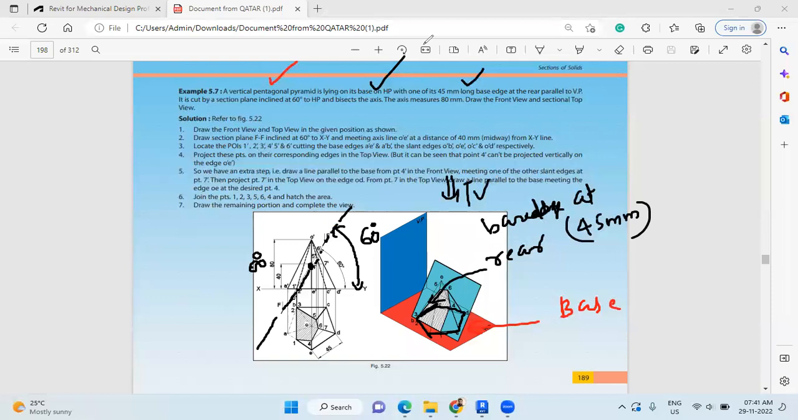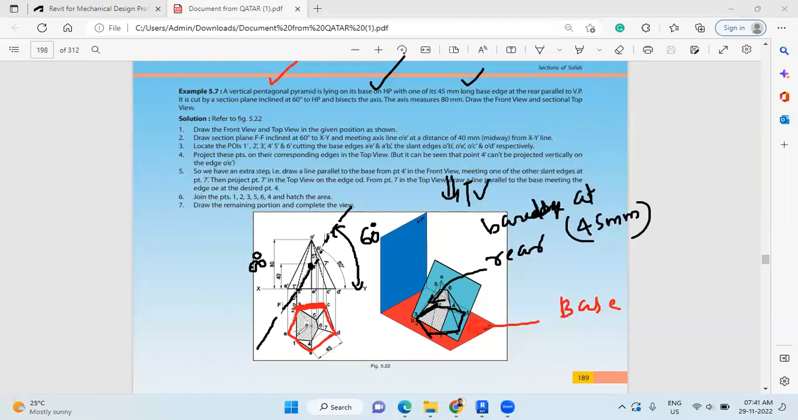So what is the top view? The top view is a pentagon such that one side is parallel to the XY line. Why is one side parallel to XY? Because of the condition that the base edge at the rear is parallel to VP. So this rear edge is parallel to VP, and this side is parallel to the XY line.